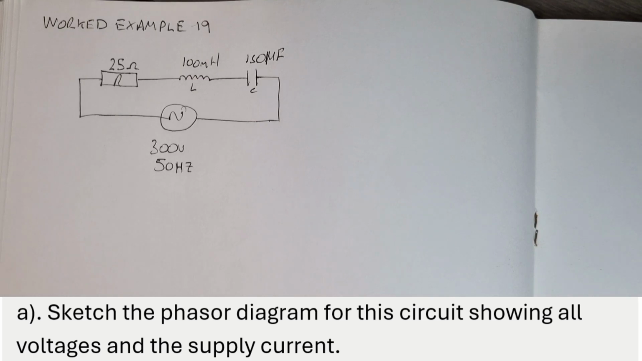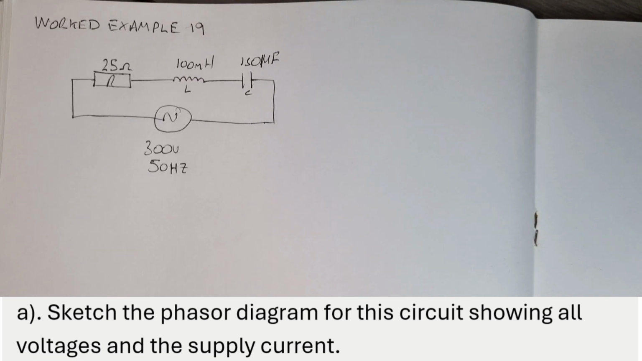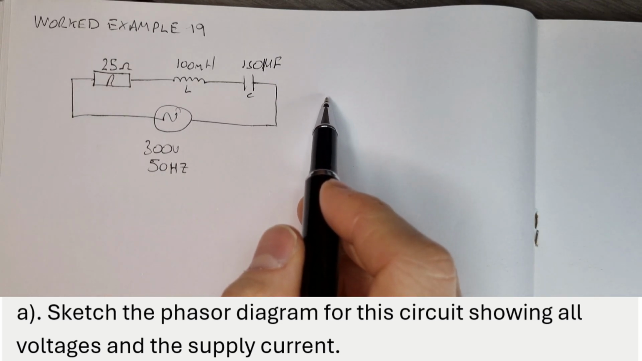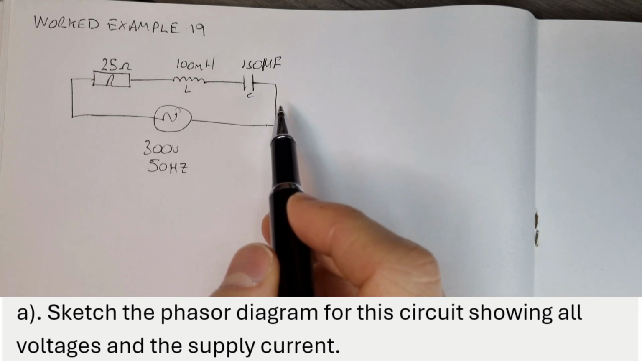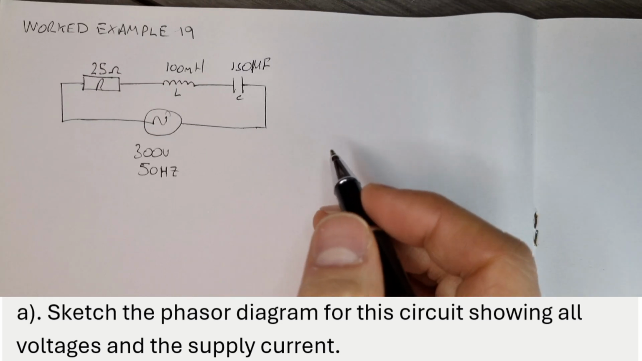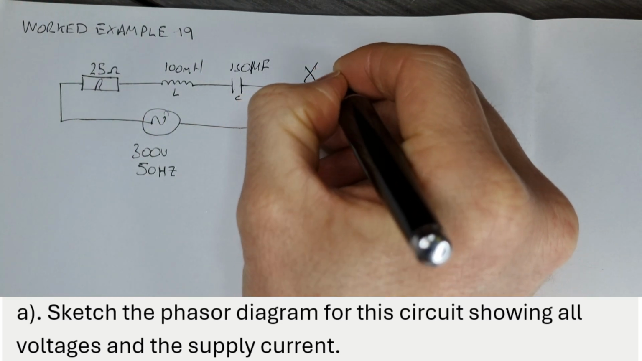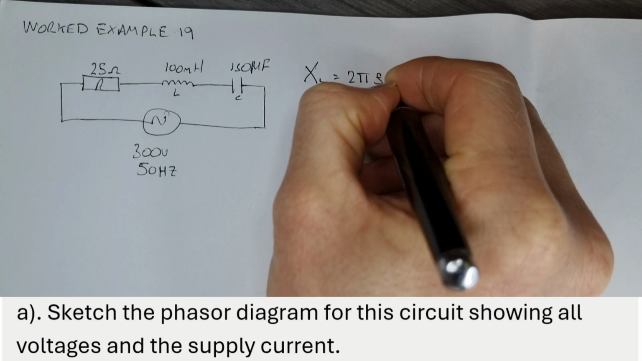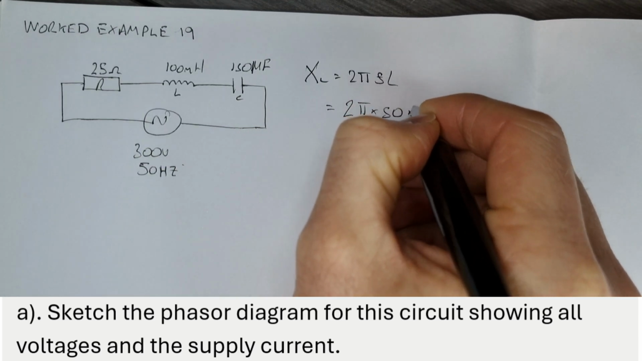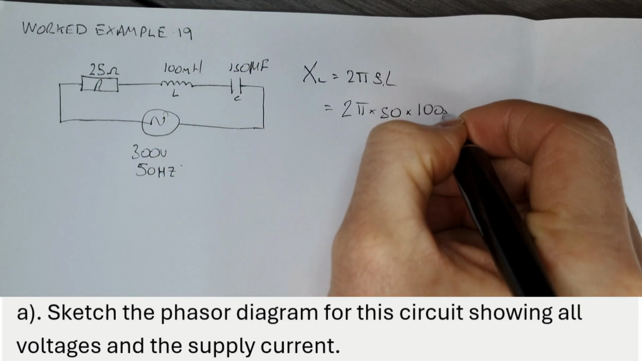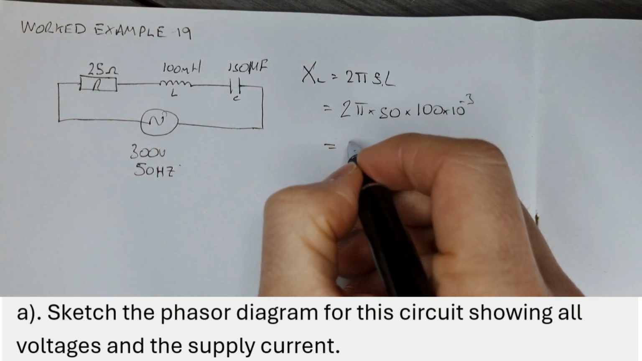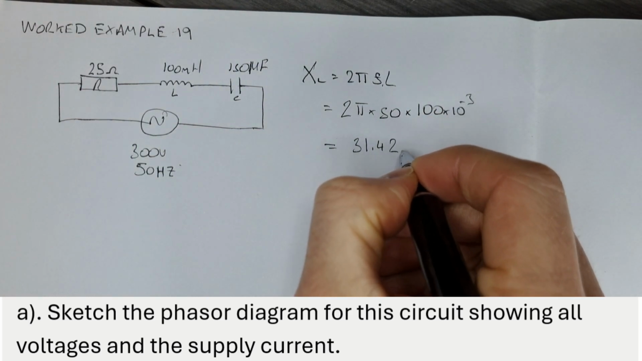So this is the full question, this is the real deal, where you have to calculate the inductive reactance, capacitive reactance, overall reactance, then your impedance, supply current and voltage drops in order to be able to draw the phasor diagram. So let's get started. XL is 2 pi FL, and we're going to have 2 pi times our frequency of 50 times our inductance of 100 times 10 to the minus 3 henries. And that's going to give us an inductive reactance of 31.42 ohms.